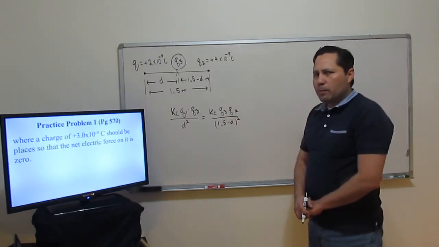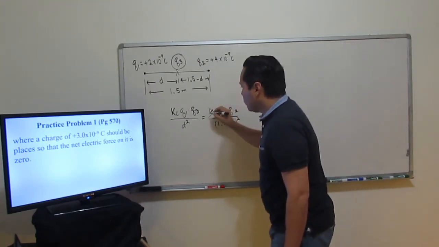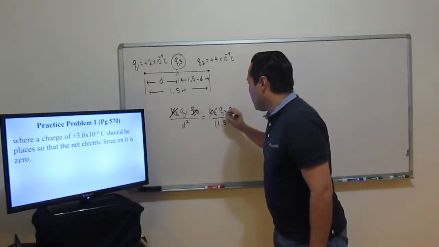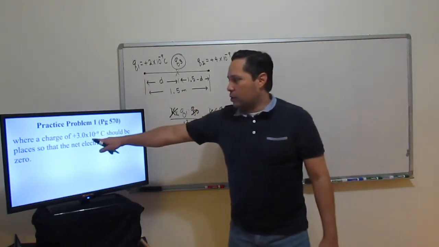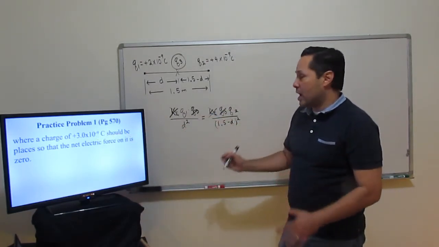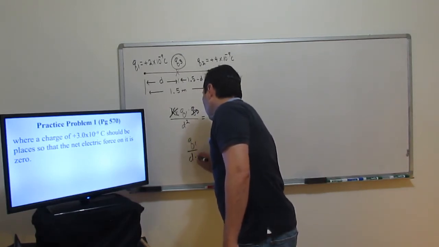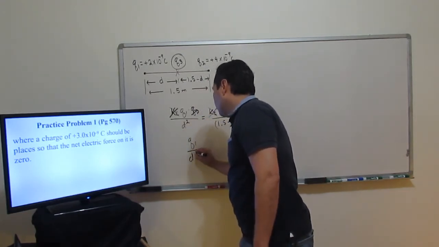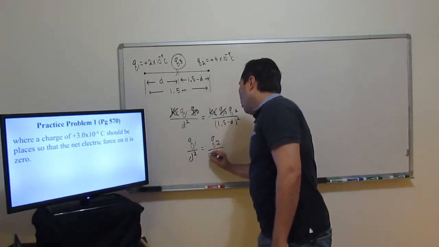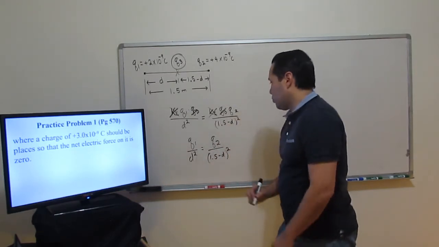Now we can simplify this again. What is the same on both sides? The constant is the same for both, as well as Q3. I mentioned earlier, we don't need to know that Q3 is 3 times 10 to the negative 9. It's going to get canceled out because it's the same on both sides. So after that, we're left with Q1 over D squared is equal to Q2 over 1.5 minus D, and the whole thing is squared.